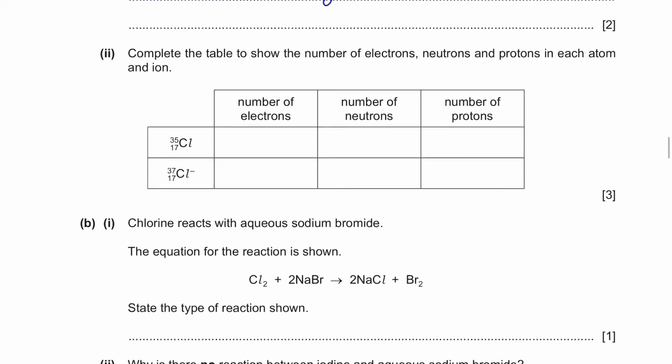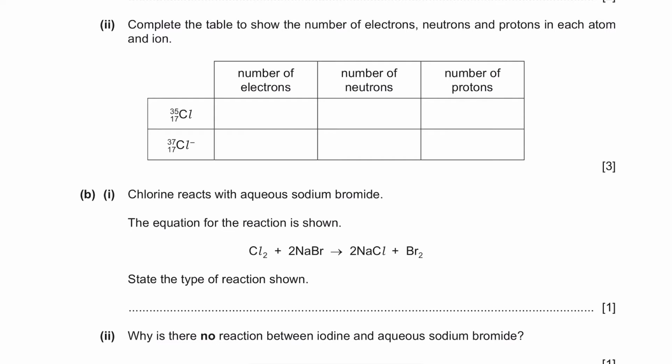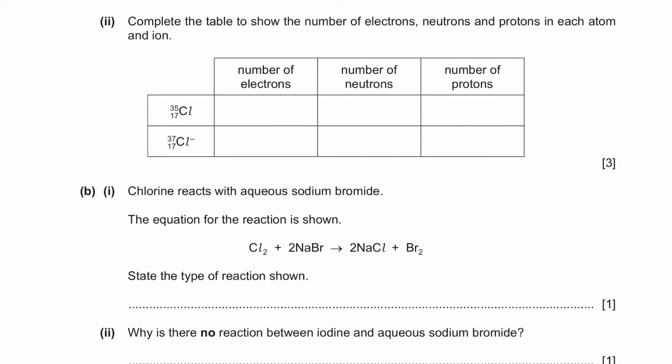Complete the table to show the number of electrons, neutrons, and protons in each atom and ion. So for chlorine 35, the number of electrons. Okay, the bottom number stands for the number of protons, and since it's a neutral atom, it doesn't have any charge. The number of electrons will also be 17, and the number of protons 17. Then the number of neutrons, well, the number on top stands for the number of protons plus the number of neutrons. So 35 minus 17 equals to 18.